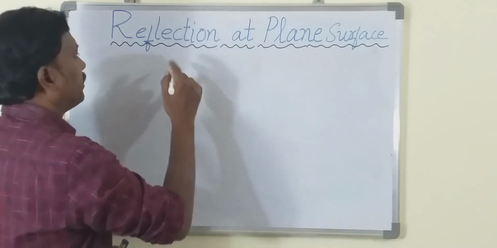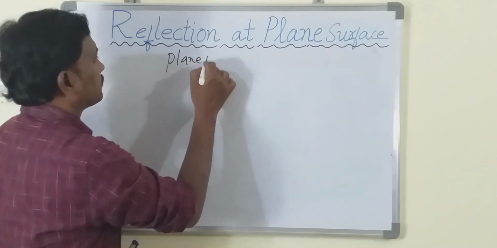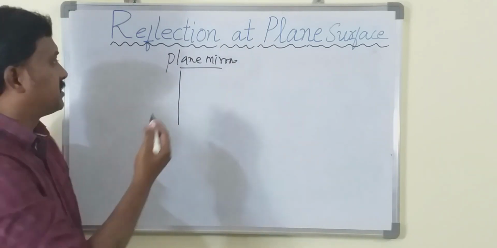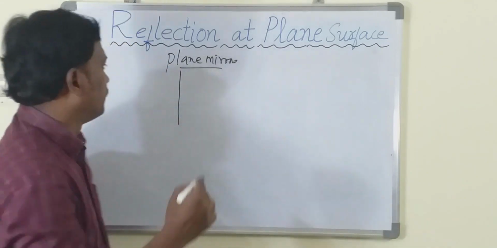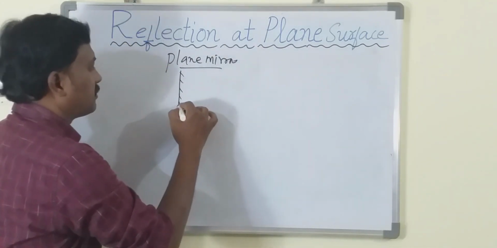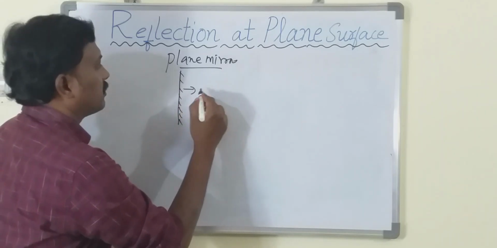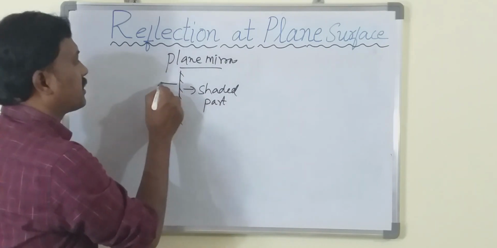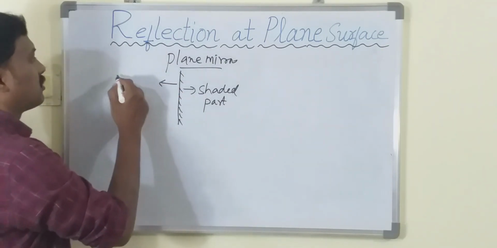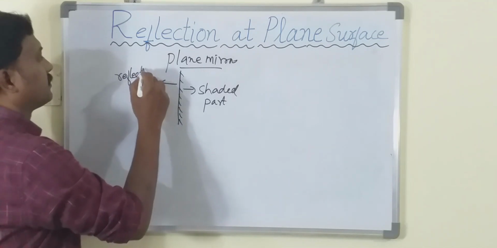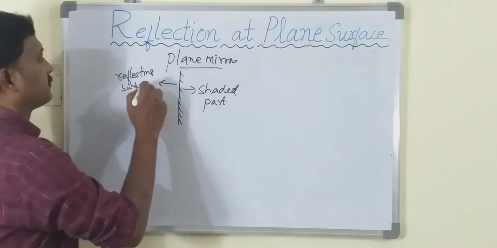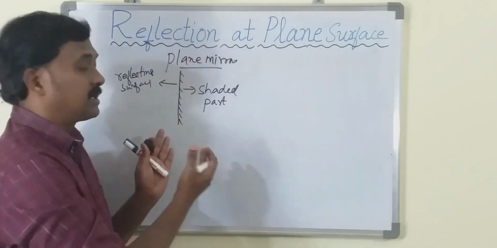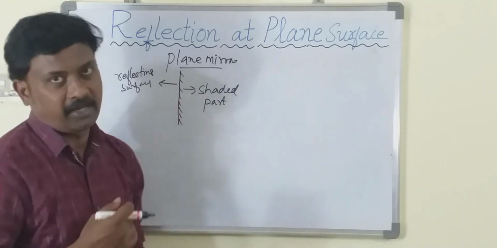As the name plane mirror indicates, the surface is flat. It's actually a flat glass plate which is painted with silver on one side. This part we call the shaded part, and this part acts like a mirror. This part is called the reflecting surface. So this is actually a plane mirror. Now we are going to study the characteristics of the image formed in the plane mirror.